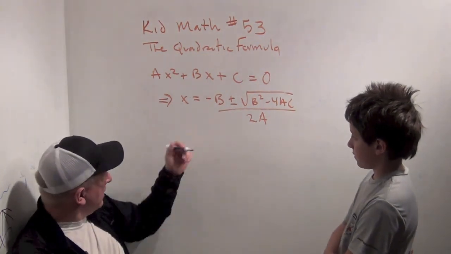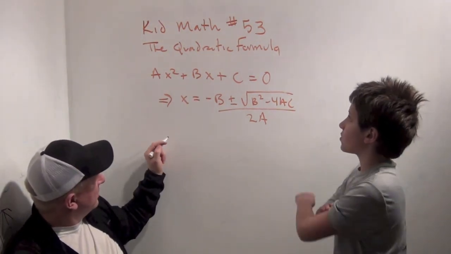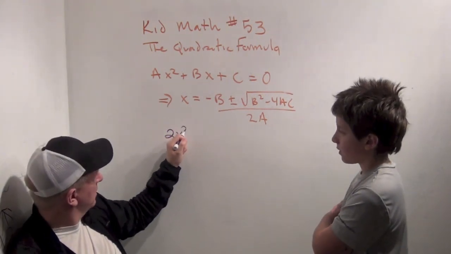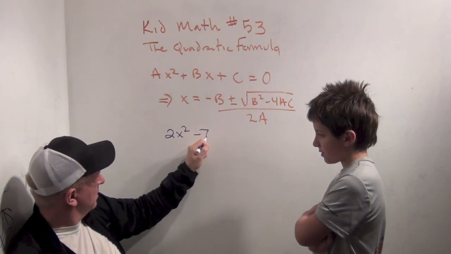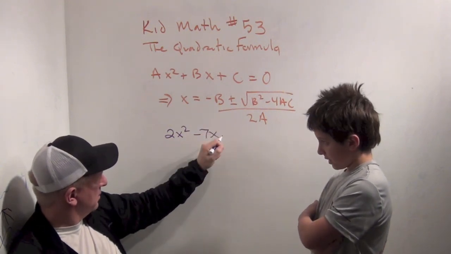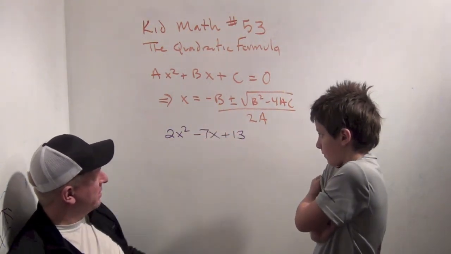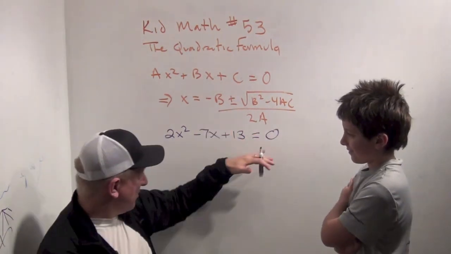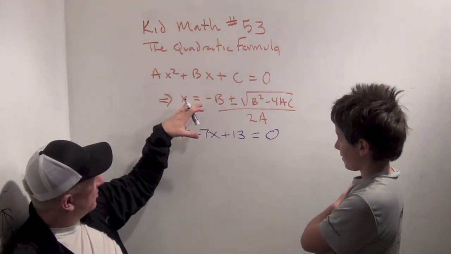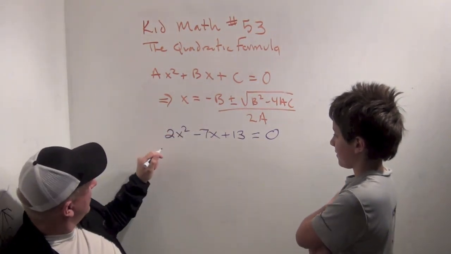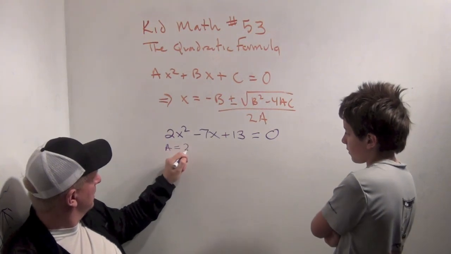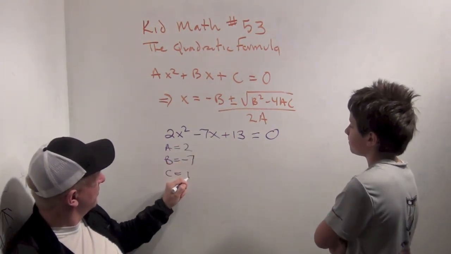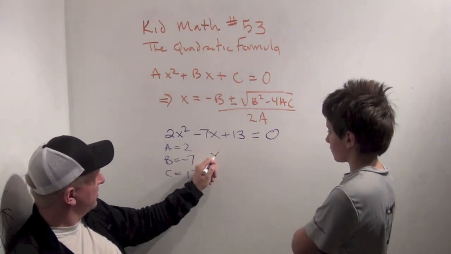And so now just tell me any quadratic equation. Let's do 2x squared minus 7x plus 13. Okay. Have you ever seen this equation ever in your life? No. Okay, we just made this one up, right? But the formula tells us what the solution is. So what does a equal? A is 2, b is minus 7, and c is 13.